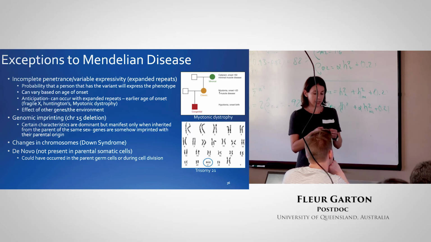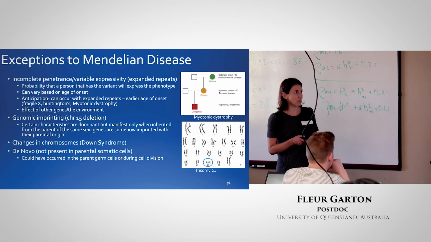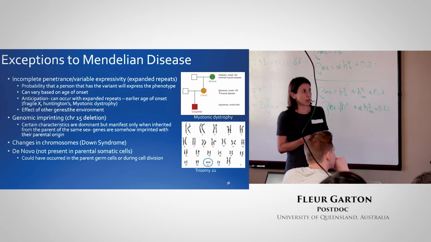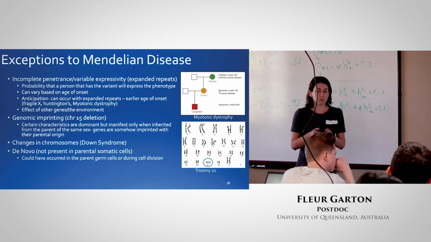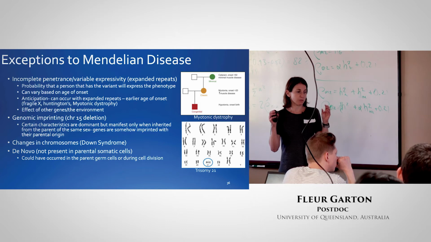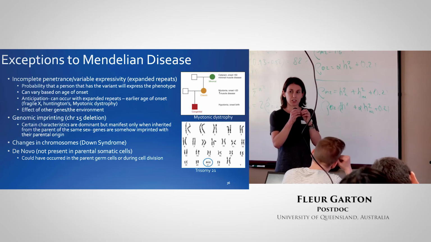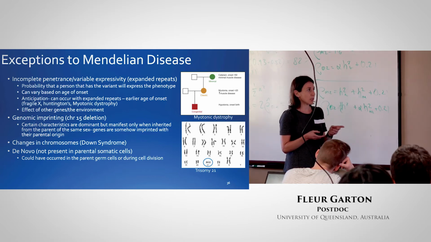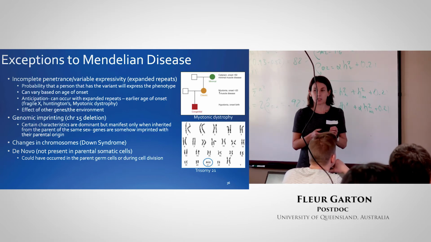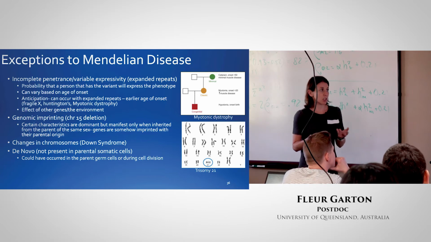For scenarios such as expanded repeats, in this diagram here, this is an example of what we call anticipation. So basically, with each generation you get an earlier age of onset and a more severe phenotype. This is because there's an issue with replication, so it tends to stutter, and then over generations that repeat expansion can get larger over time. This is common in genetic disorders such as Fragile X, Huntington's and myotonic dystrophy. And of course there's also the effects of other genes and the environment.